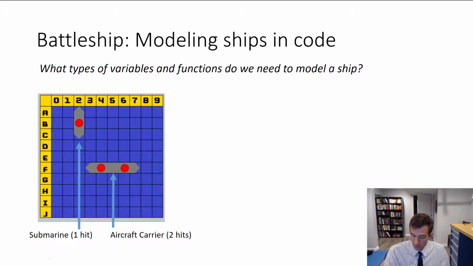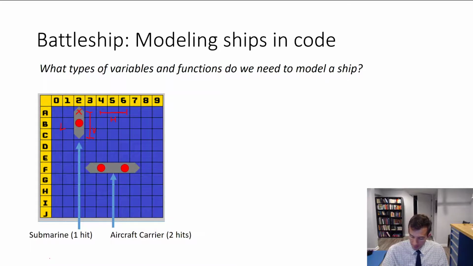We'd like to know the bow location of the ship, as well as whether it's horizontal or vertical, and also the length. With these three pieces of information, where the bow is, how long the ship is, and whether it's vertical or horizontal, that fully defines the ship placement on the board. Do you agree on that? All right, so we need these three state variables.